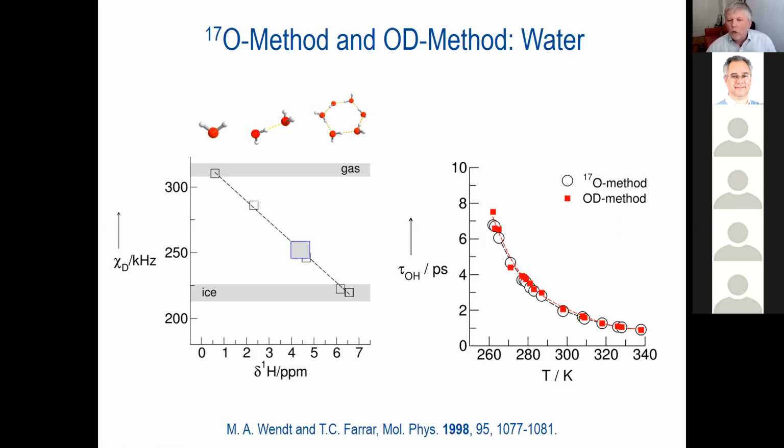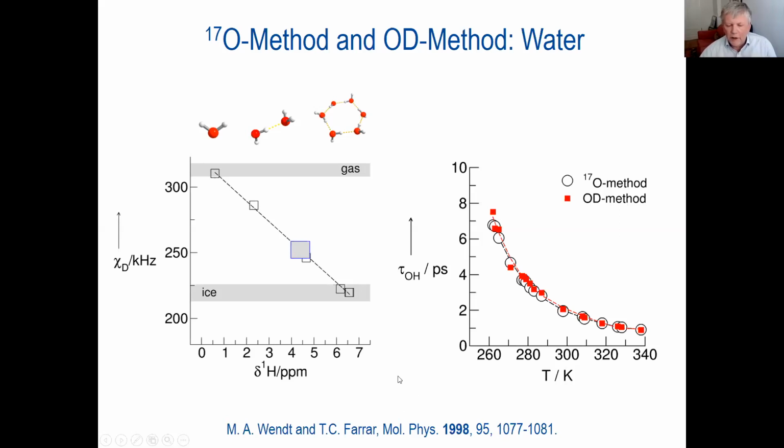Okay, so to show that both methods I just introduced give similar results, I plotted the correlation times for the OH vector we obtained as a function of temperature. So these are the data here from the new method, and the red squares are the ones obtained by Wendt and Farrar. So in this particular case, we only need to measure the chemical shifts, get reliable values for the coupling parameter, measure the T1 deuteron relaxation rates, and we obtain the OH correlation times for water over the whole temperature range. And this method, I will show that later for ionic liquids, that is more or less universal.